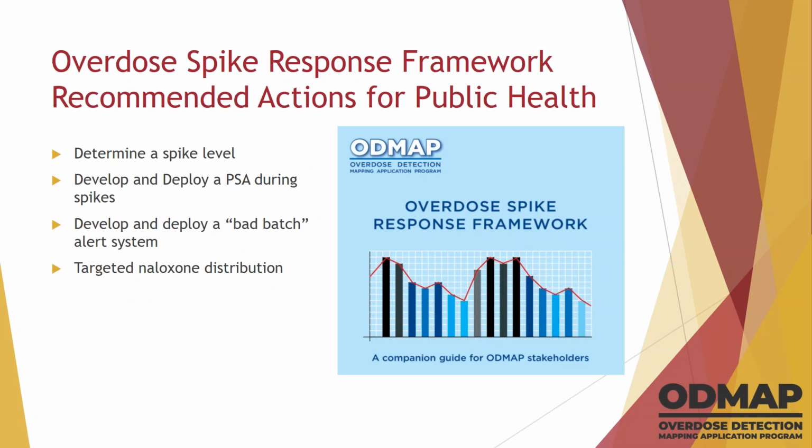So at HIDTA, we've developed an overdose spike response framework. And within that, there's some recommended actions for our public health partners. We're going to focus on a few of these today, such as determining a spike level, developing and deploying a PSA during spikes, developing and deploying a bad batch alert system, and targeted naloxone distribution.